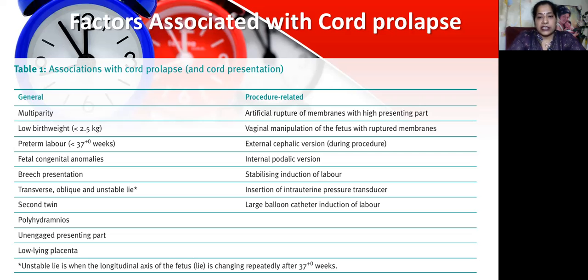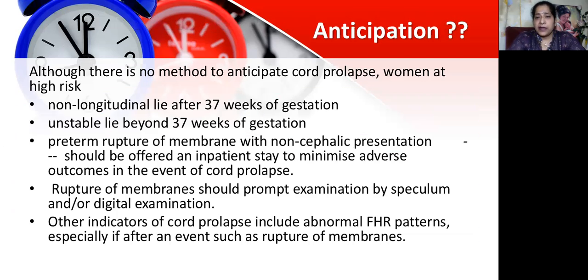Now, when certain procedures are done, they dislodge the head, and that may cause the cord to come down, like artificial rupture of membranes with a high floating presenting part, vaginal manipulation with ruptured membranes, external cephalic version. During the procedure itself, as we try to dislodge the presenting part, the cord may come down. Internal podalic version, stabilizing induction, insertion of an intrauterine pressure transducer, or a large balloon catheter inserted into the cervix for induction of labor. So these are the various factors associated.